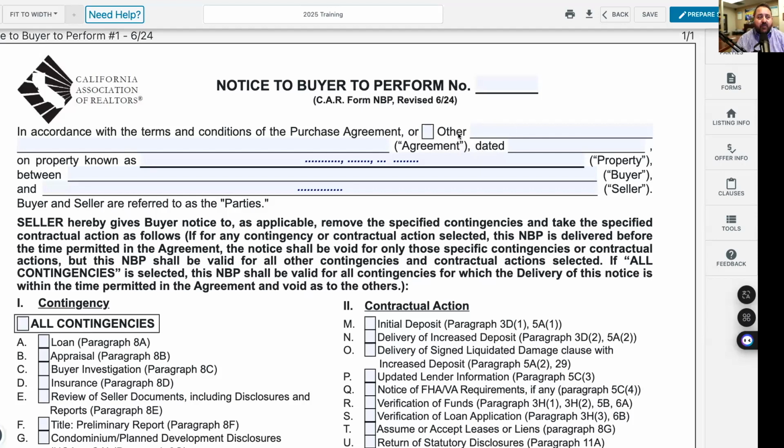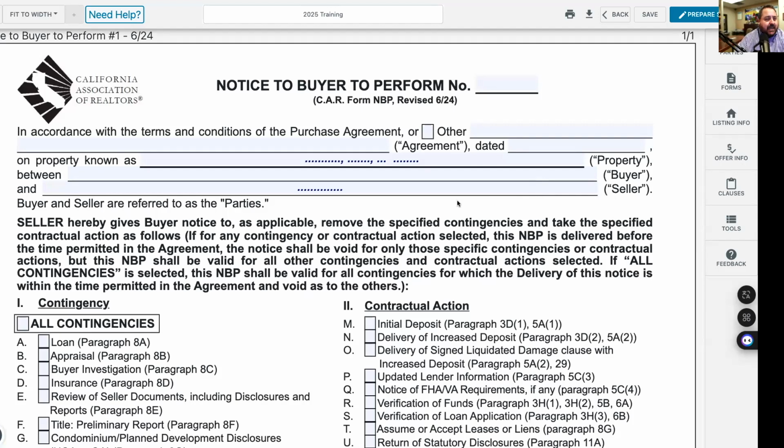If this notice to perform is subject to an amendment that you've created that changes some other kind of term of the purchase agreement, then I would make this notice to perform based on that amendment and the date of that amendment of existing agreement terms. Okay, property address, buyer's name, seller's names, very straightforward.